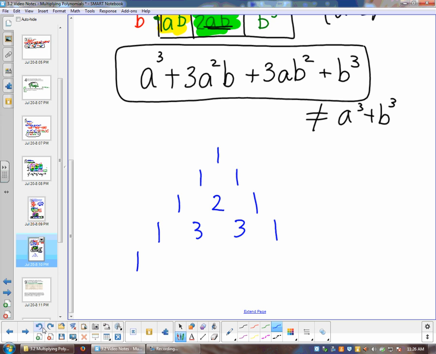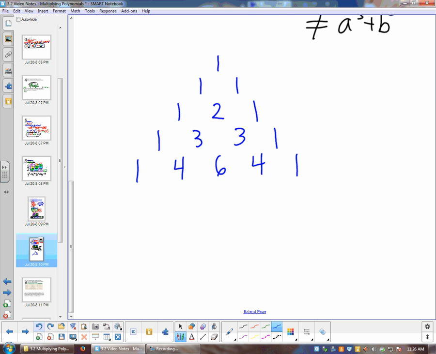So if we keep this process going, I get a 1, 1 plus 3 is 4, 3 plus 3 is 6, 3 plus 1 is 4, and then again a 1 on the edge. Let's do one more row of this. We get a 1 here, 1 plus 4 is 5, 4 plus 6 is 10, 6 plus 4 is 10, 4 plus 1 is 5, and again a 1 on the edge. This is called Pascal's triangle, and it's not just a fun thing to do on paper. It has a lot of really cool uses in math that keep showing up over and over again.